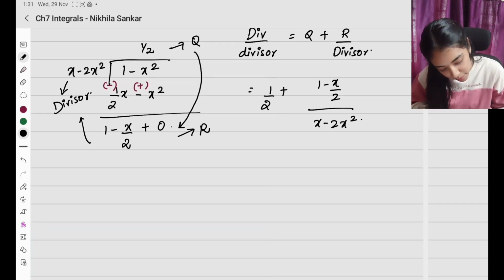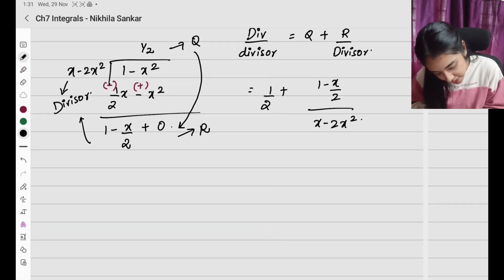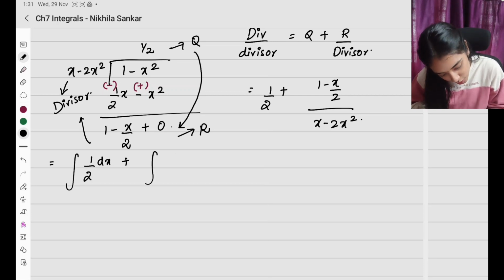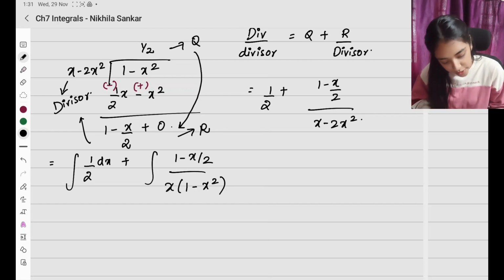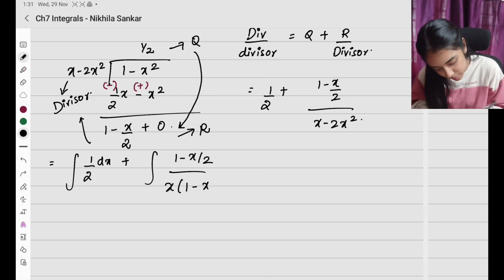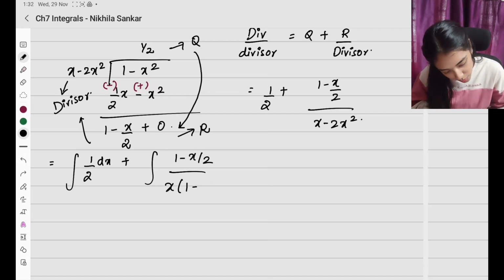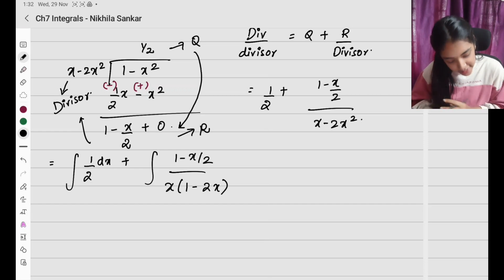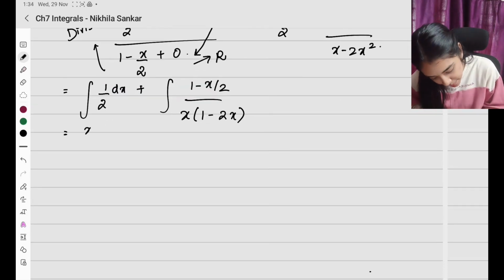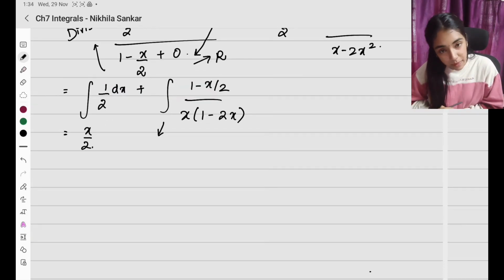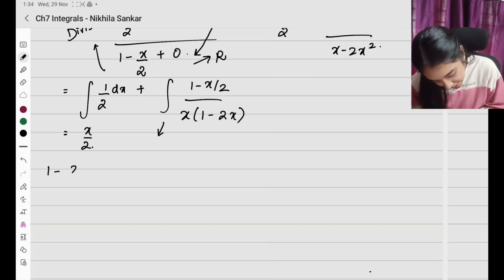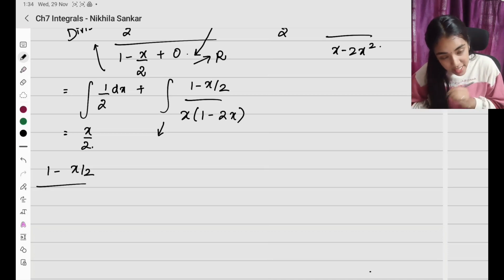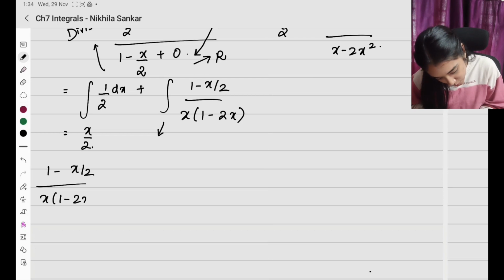So this is nothing but I'm going to solve the integral. So the integral is going to be integral half dx plus integral of 1 minus x divided by 2 divided by x minus 2x square. Sorry, 2x square. 1 minus 2x. So this is simply going to be x divided by 2. So, in the partial fraction method, so I basically have 1 minus x by 2 divided by x times 1 minus 2x.